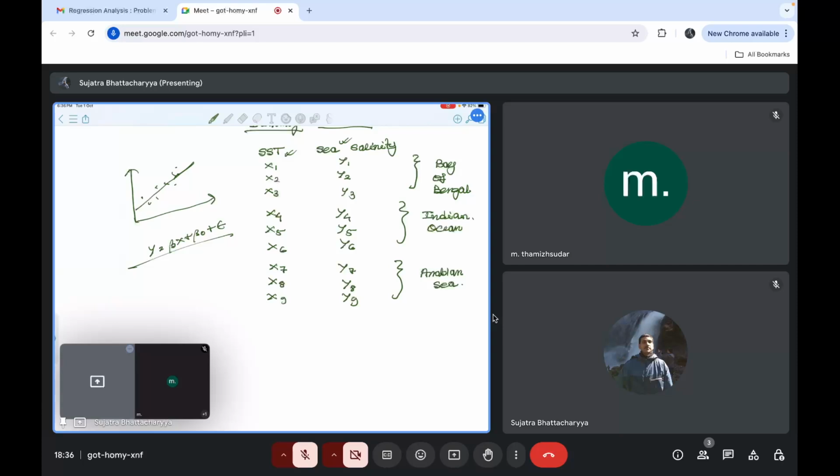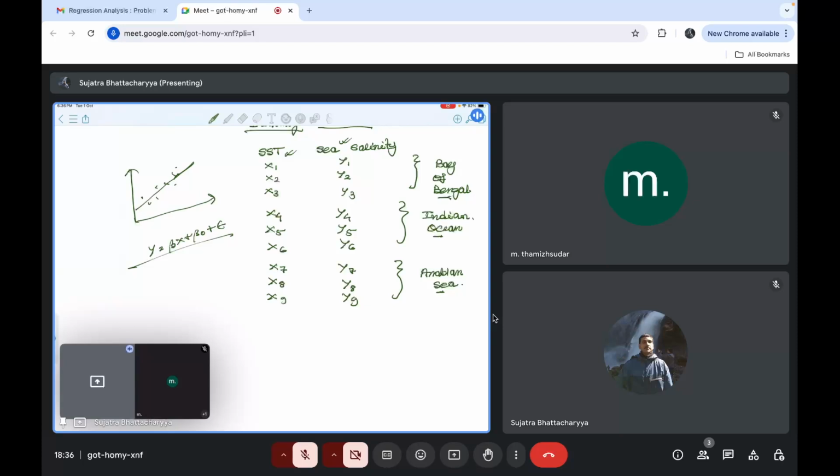Because you can see that the first three sets of data you have are from one particular ocean. The second set of data is from another ocean, whereas the third set is the Arabian Sea. That is another ocean. So the relationships within each ocean basin may be different. Maybe. I'm saying that maybe.